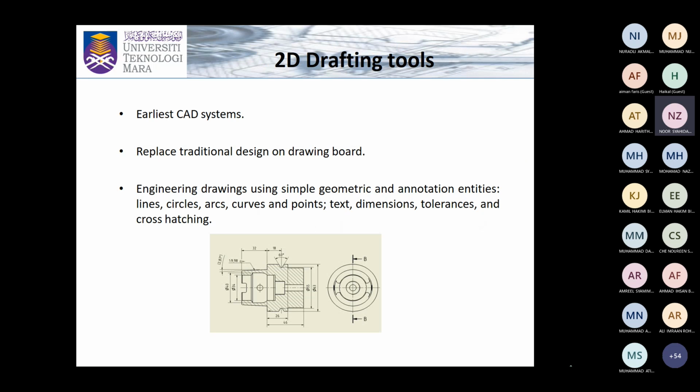All right, so this is actually a precursor to your chapter 4, which speaks about geometric modeling. Geometric modeling in chapter 4 will tell you how the design evolves from wireframe to surface to finally solid modeling. So we started off with 2D drafting tools in our earlier days where CAD was first started. AutoCAD was the first software, and it was to actually replace traditional design on the drawing board.